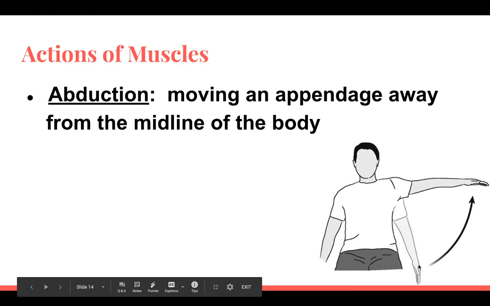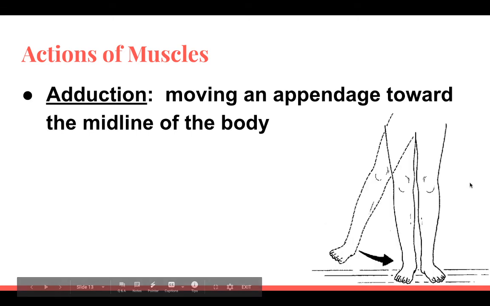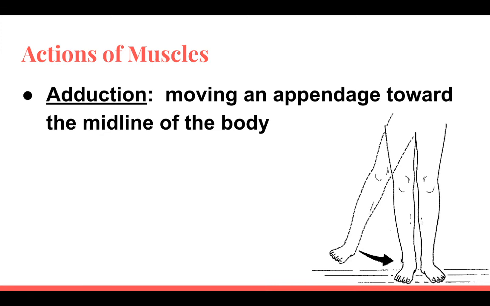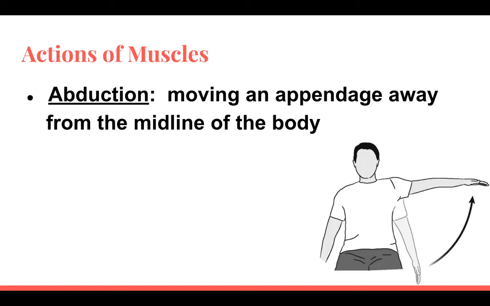So here the arrow is showing us moving the arm from this position to this position. So that is moving it away, so that is abduction. Here the arrow is showing moving the leg from this position to this position. So bringing it back toward our body, that is adduction. So again, in these diagrams, in order to understand what's happening, you have to look at the arrow. The arrow tells you what's happening.